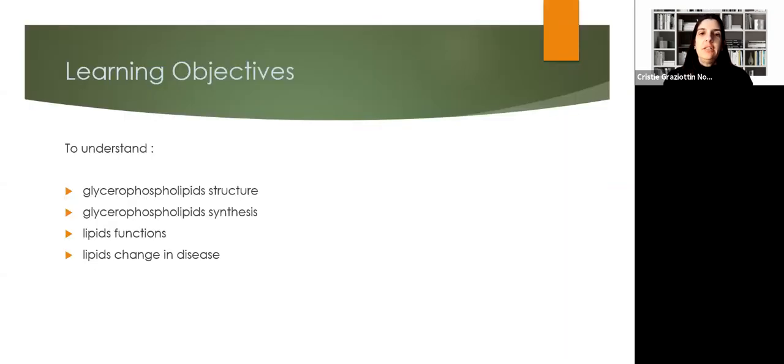For today, our learning objectives are to understand glycerophospholipid structure, glycerophospholipid synthesis, lipid function, and lipid changes in disease. I look forward to seeing you in class so we can discuss this further and learn more together.